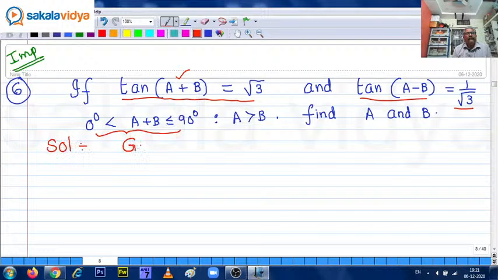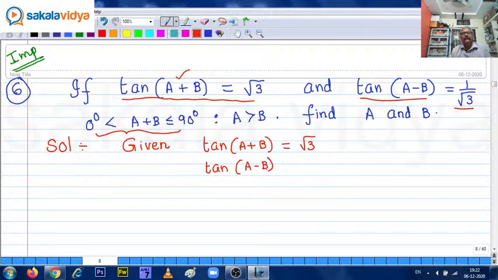Solution: write down the given data. The given data is very important when writing in board examinations. You may be awarded marks for the given data also. So given, tan of a plus b equals root 3, and tan of a minus b equals 1 upon root 3. This is the given data.